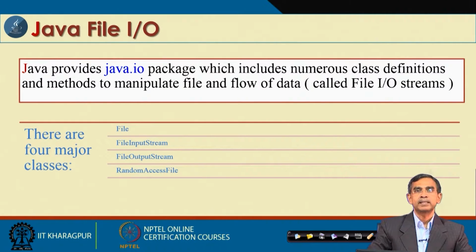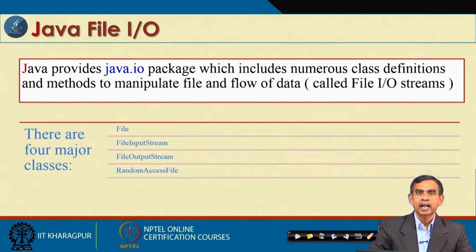As I already mentioned, Java provides a package called the java.io package, which includes a number of class declarations and the methods in each class. And one important class out of the many classes is called the File class. It is basically called file IO stream more precisely. There are 4 major classes that belong to file IO stream.